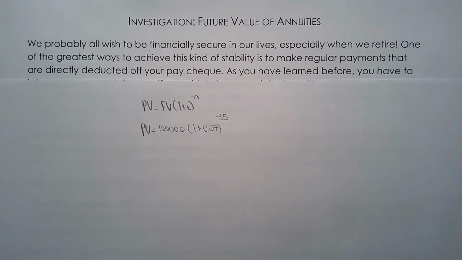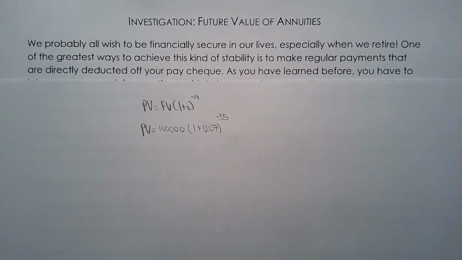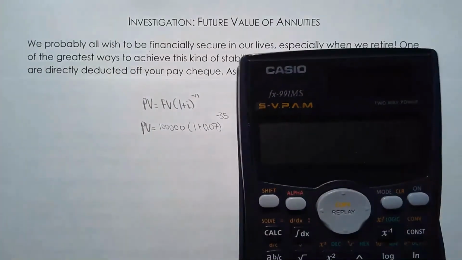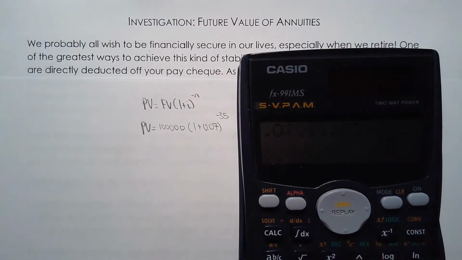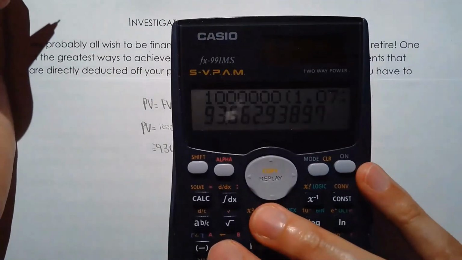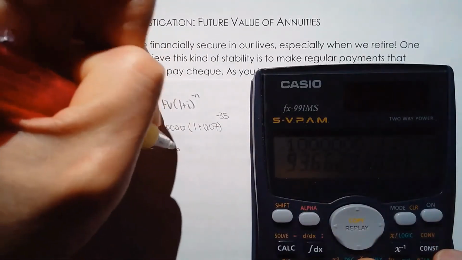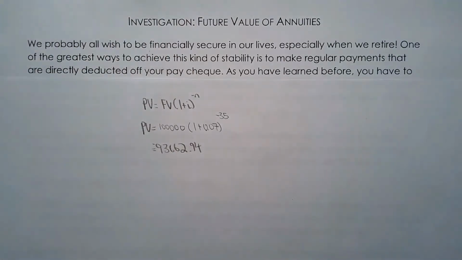So how much money do I need today to grow to $1 million if it's 7% per year compounded annually, and let's do it for 35 years. So if you look at it, it's $93,662.94. So this is our first strategy to get rich.